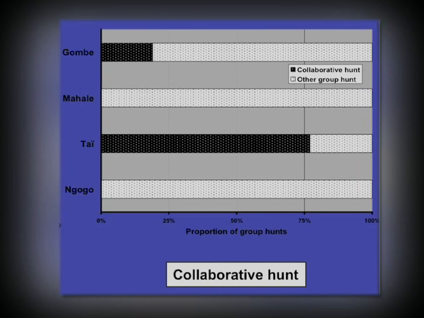There are also huge differences in the proportion of chimpanzee males who organize a collaborative hunt. In Taï, in 75% of the cases, group hunting is collaborative. In Mahale and in Gombe, the researchers have never seen this kind of collaborative organization, whereas in Gombe, it is seen in 1/3 of the group hunts. So here, again, a strong difference.